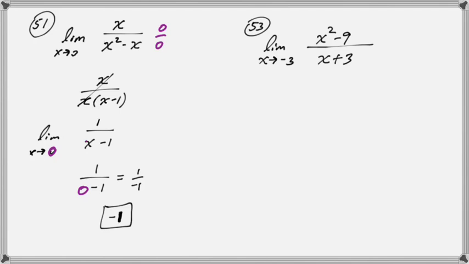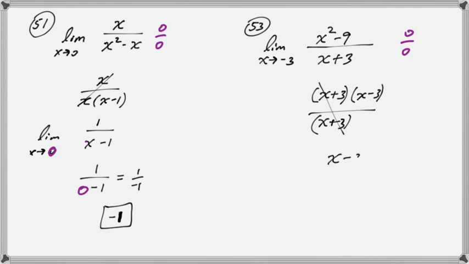53, if you put in a -3, you also get 0 over 0. But I see this as the difference of squares, x plus 3, x minus 3. And the x plus 3's could cancel, leaving me x minus 3. And you're doing the limit as x approaches -3. So I replace a -3 in, and I get 53 to equal -6.